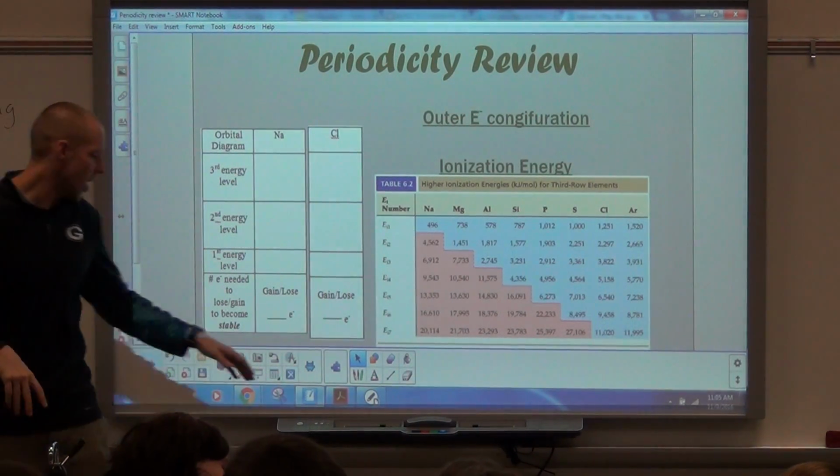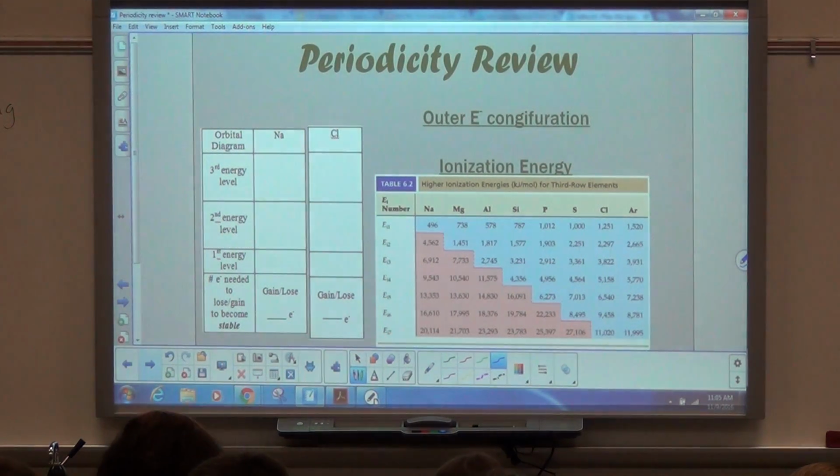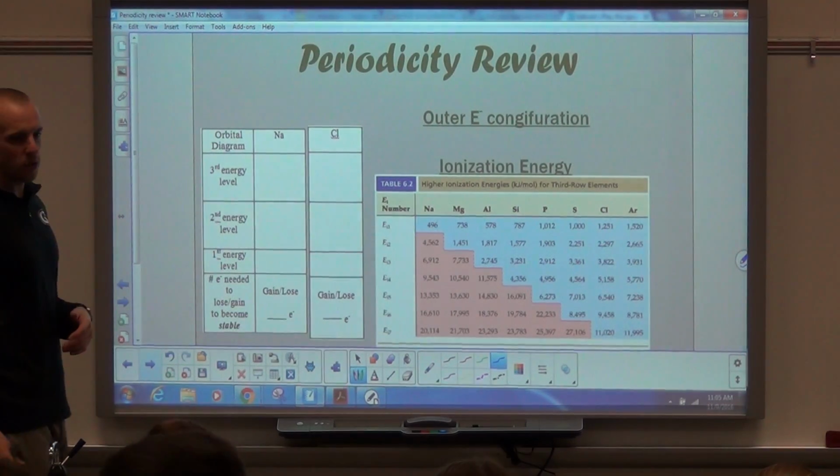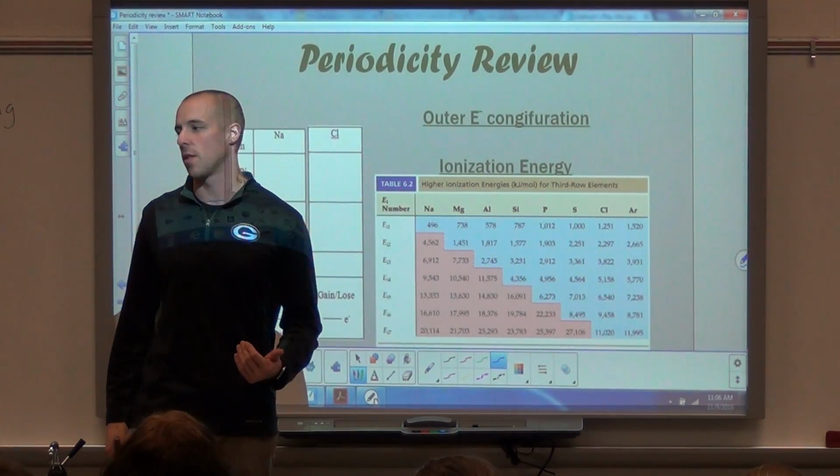Okay, on your quiz, you're going to be asked to be able to do this thing on whether or not something needs to gain or lose electrons to become stable. So if you're talking right now, I would stop talking because you're going to probably get this part wrong.